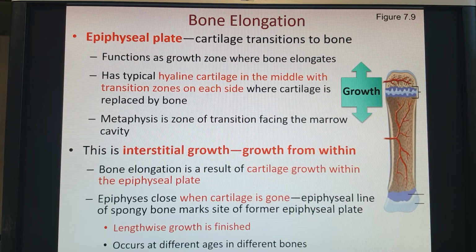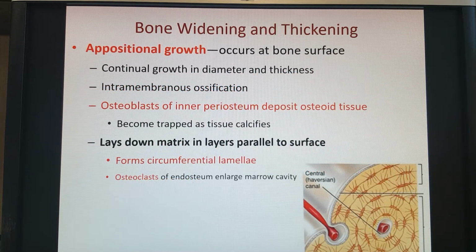Okay, so again, epiphyseal plate, that's where we get our growth in length of our bones. We can also grow widthwise using appositional growth, so just creating additional layers on the outside of the bone using the osteoblasts and the periosteum. So again, periosteum, perimeter.